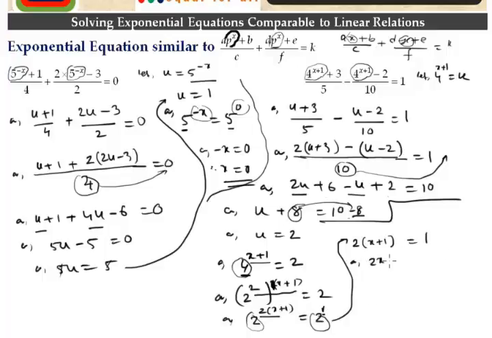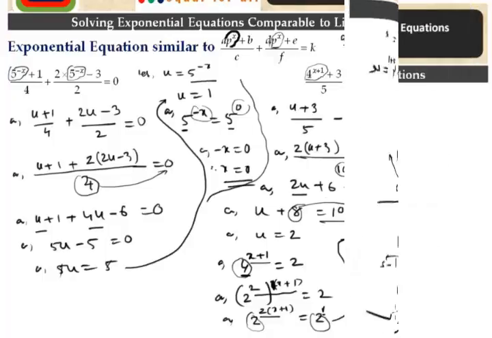So we are getting 2x + 2 equals 1. If we take this 2 to the other side, it will become minus 2. That means 2x equals minus 1, since 1 minus 2 is minus 1. Therefore, x equals minus 1/2. So the solution of this exponential equation is x equals minus half.